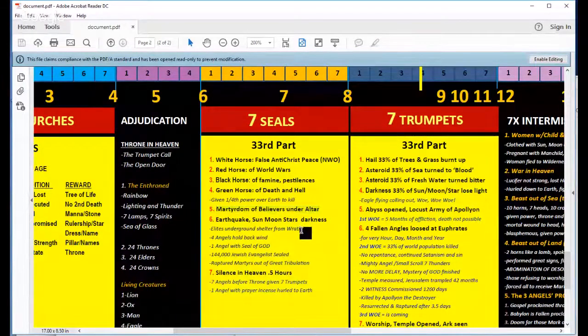Anyway, this 6th seal is when the elites seek underground shelter. This is what they've been preparing their underground bases for. It isn't nuclear holocaust they're afraid of. They're the ones who instigate such things. It's the wrath of God. And they even say there, hide us. They tell the rocks and mountains, hide us from the face of the one on the throne and from the wrath of the Lamb. For the great day of his wrath is come, and who can escape it?